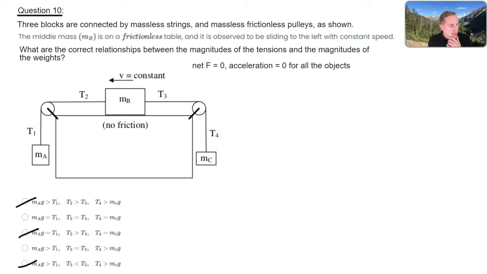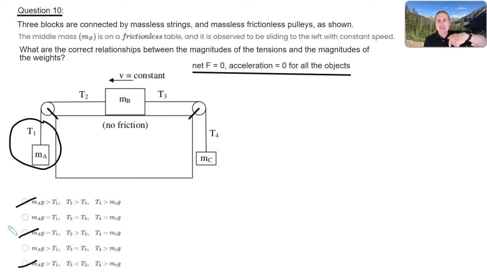Now, the question is, what about here? Is the weight of m subscript a greater than tension 1 or equal to tension 1? And then the same sort of thing with m sub c. These all have to be accelerating together. We already talked about this. So if they're all moving together at the same velocity, then we know that we're not getting any net force or net acceleration. So indeed, if you looked at the free body diagram here on m subscript a, the weight down and the tension force up must be equal size, opposite in direction, for there to be no net force.